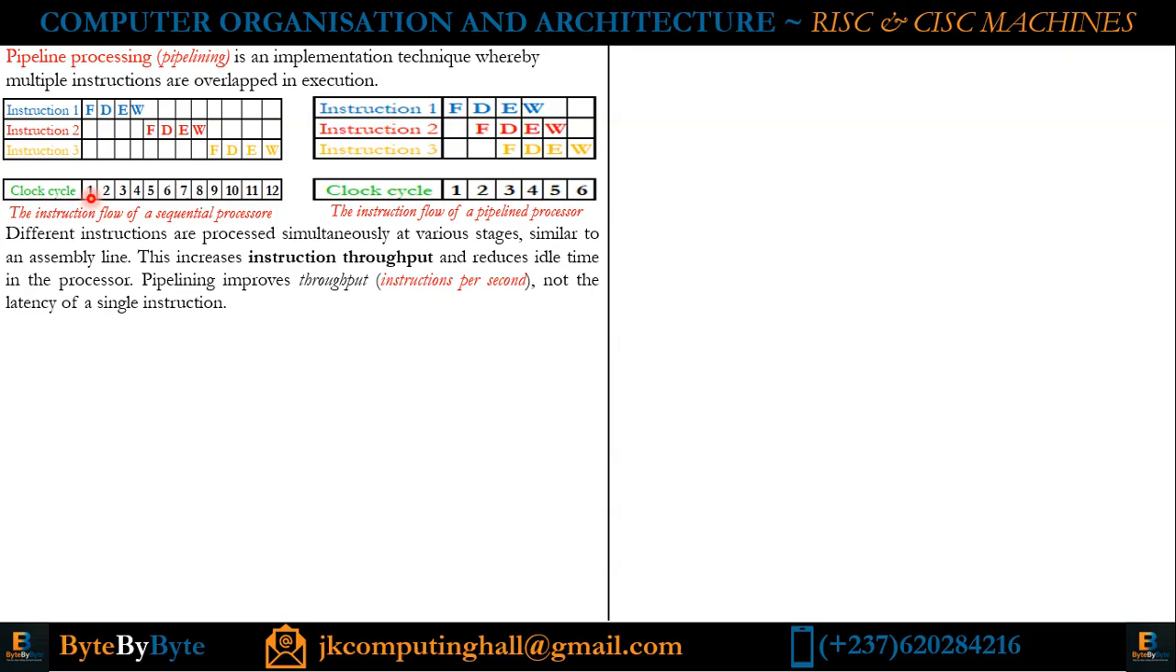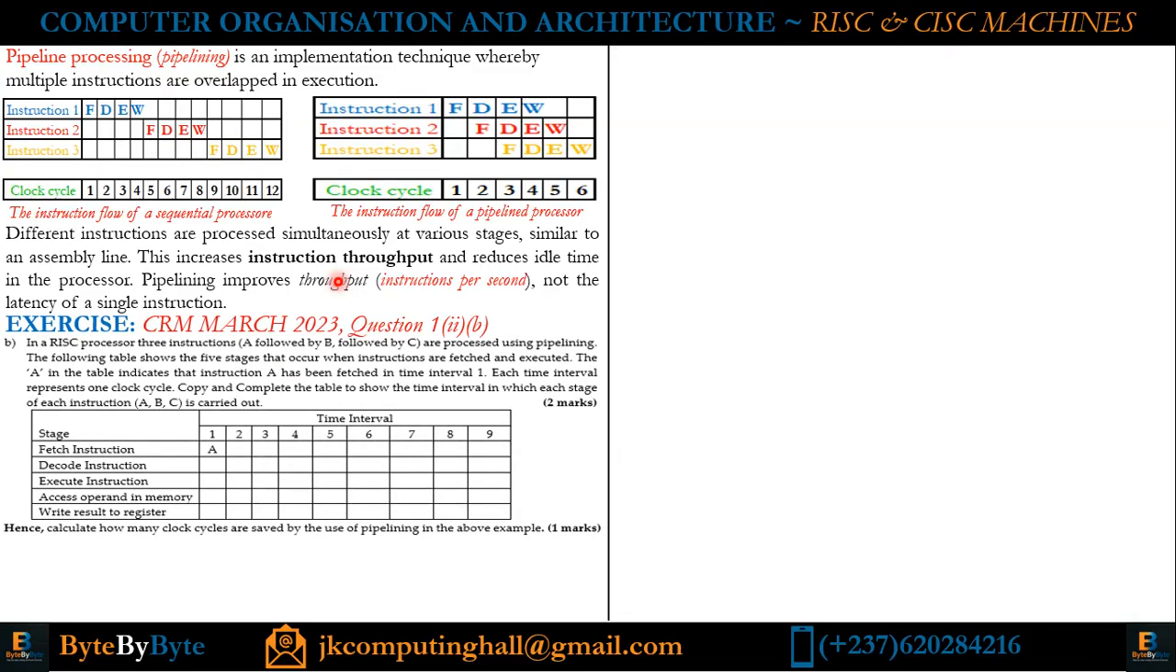Look at the clock cycle number 3 here, for example. The time it takes in performing the fetching of instruction 3, the decoding of instruction 2, and the execution of instruction 1 is the same time that is being allocated to perform just one instruction here. So after performing this writing of instruction 1, the amount of time left is idle. That's why we say pipelining does not only increase the throughput of instructions, it also reduces the idle time of the processor. Pipeline improves throughput, instructions per second, not the latency of a single instruction.